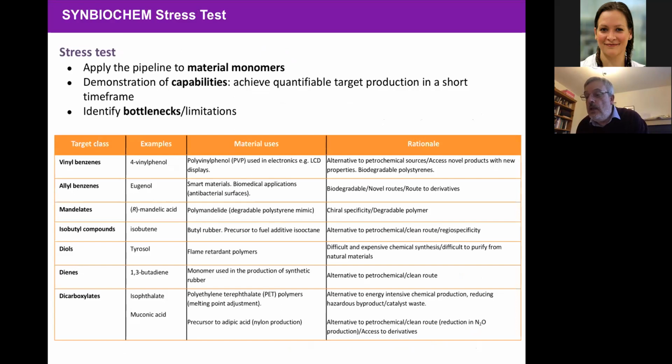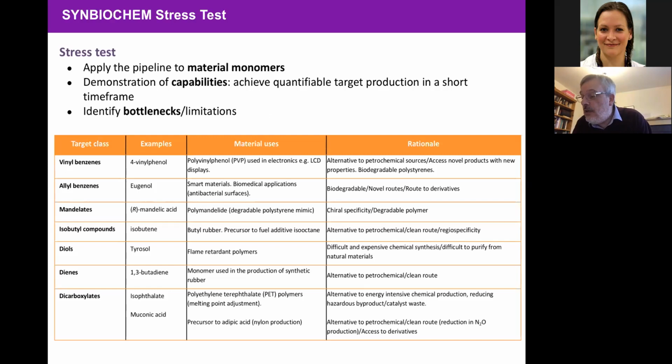So in the first stress test, we set ourselves the challenge of seeing how many materials monomers we could produce by engineering E. coli using the pipeline. And in discussions with local material scientists at Manchester, we identified a list of monomer targets used widely by industry. And a selection of these targets from the list was chosen based on monomers that were either found in natural biosynthesis routes or ones that are biosynthetically accessible based on literature information and prospective bioretrosynthetic research. We selected 25 targets encompassing seven compound classes that were either materials monomers or compound precursors.